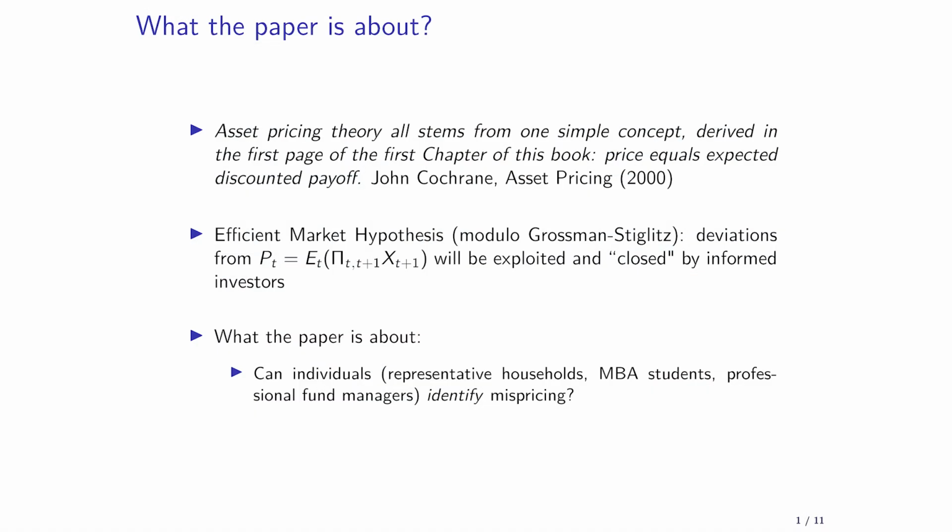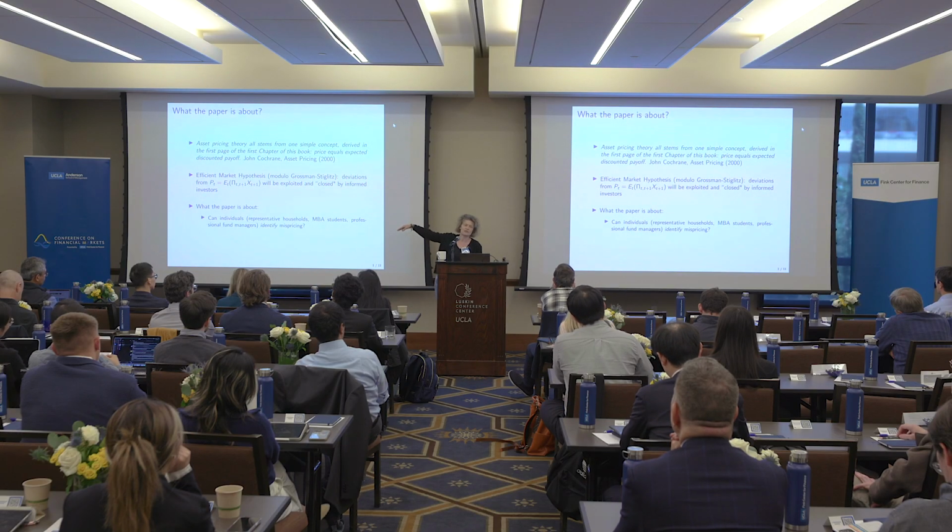So can individuals, and they're trying several types of individuals, even identify mispricing when they're given information? And I think because the answer is mostly no, from what Sam showed you, they don't really spend that much time trying to look at the next question, which is really the fundamental one: even if they do identify mispricing, will they try and exploit it to get us back to the efficient market hypothesis?